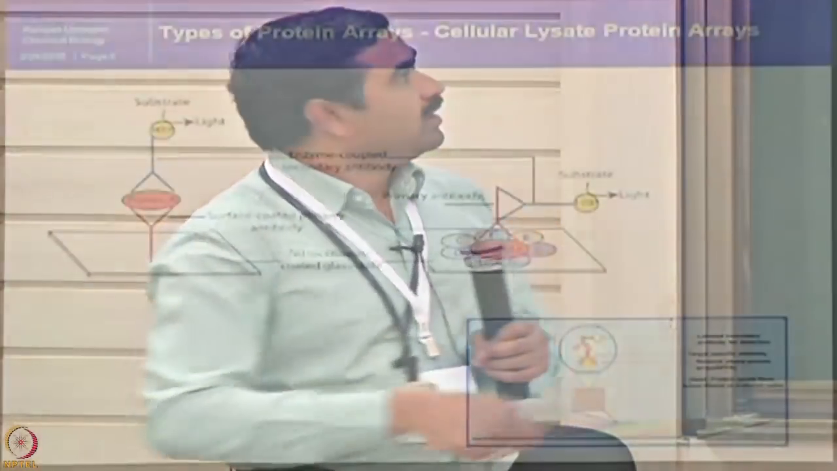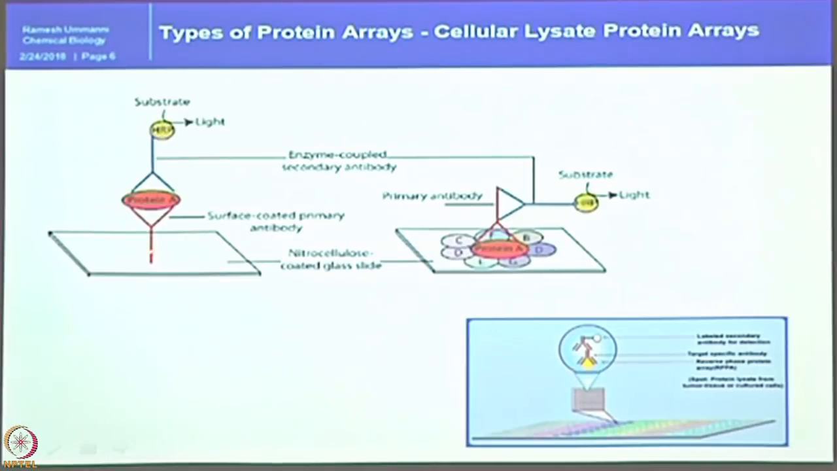So you can see that this is a forward array where an antibody is spotted and protein A is captured by the antibody from the pool of lysate, and a secondary antibody specific to protein A is used for detection. This is coupled to an enzyme-linked secondary antibody. Here you have a glass slide coated with a nitrocellulose membrane, and a pool of lysate along with your protein of interest. Here we have A to G proteins. So in a single spot it contains the protein of interest along with other proteins.